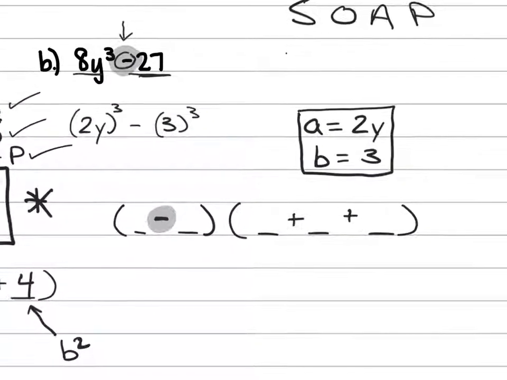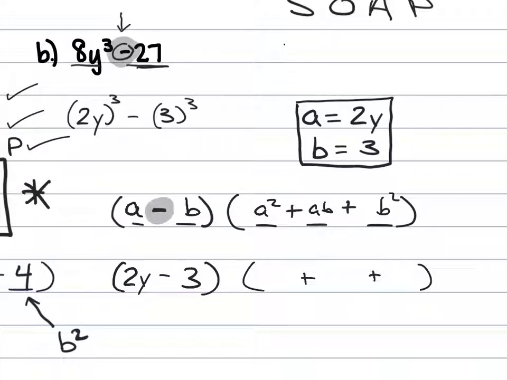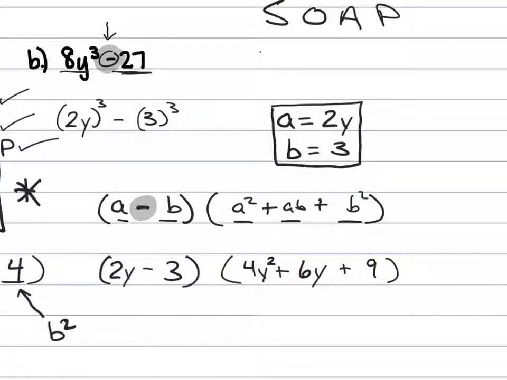Okay, so now here's how this looks. Remember, it's going to look like A and B, A squared and B squared, and then it's going to be A, B in the middle, just in case you forget. So, what is A and B? A squared, 4y squared, B squared. And then what is A times B? That is the factored form of 8y cubed minus 27.